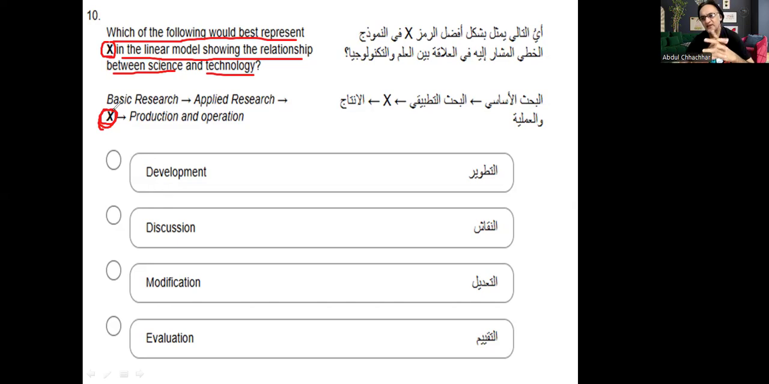We could even answer by memorizing the steps of the linear model of production, or the linear model of innovation. But I suggest that you should understand instead of memorizing the steps. This will give you the logical sequence so that you can easily answer it.